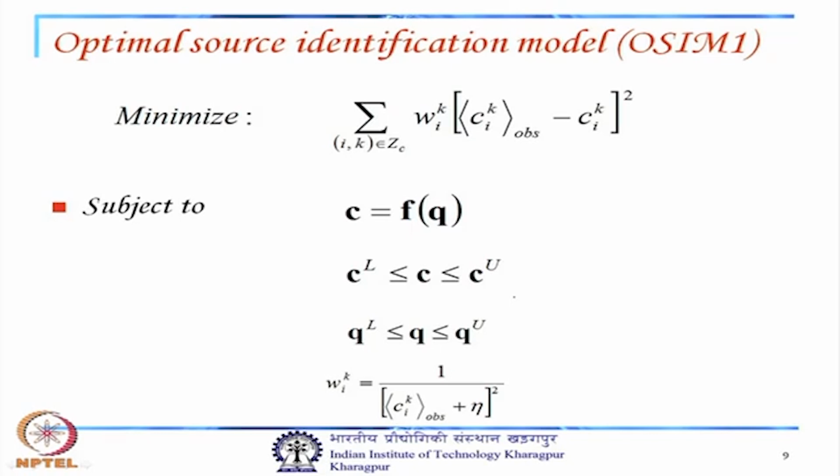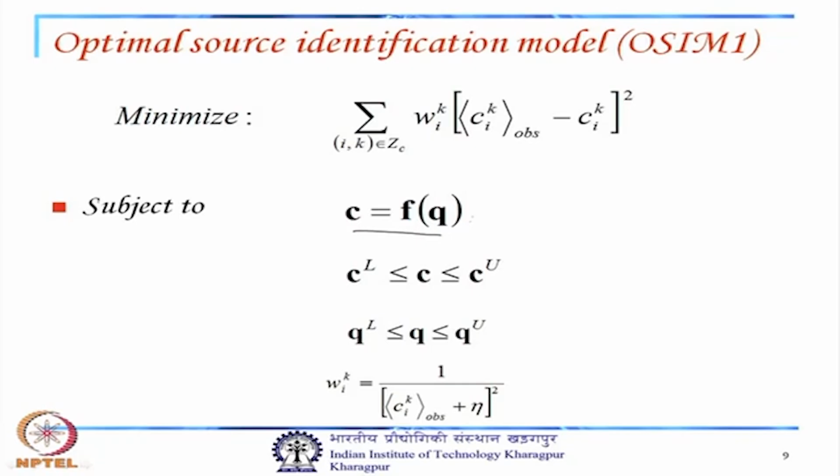First one, this is the observed concentration in the monitoring well, and this is our estimated concentration. So, the square of this difference, and this is a weighted one. The weight is calculated like this, this is the observed concentration plus an eta value. Eta is a small value which gives some kind of support for the weight.